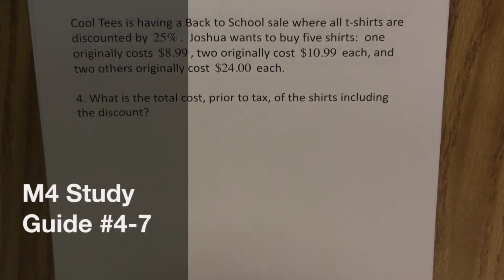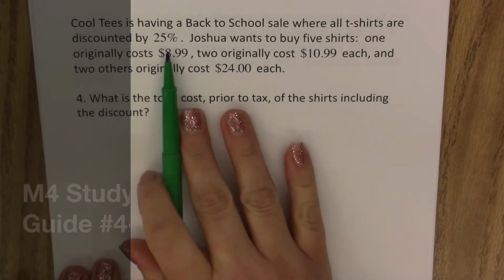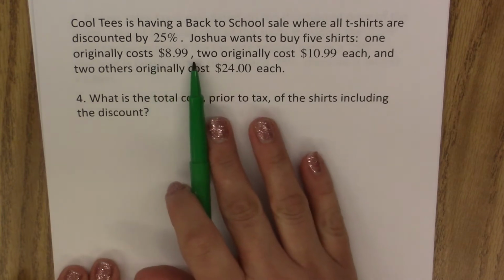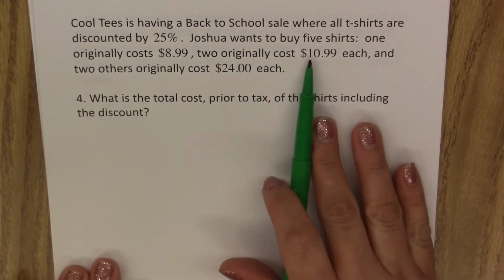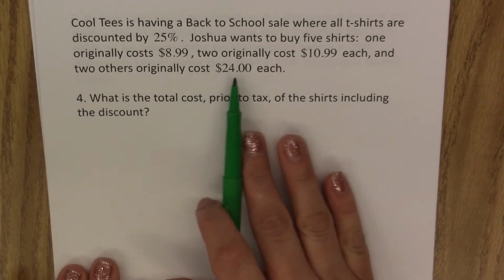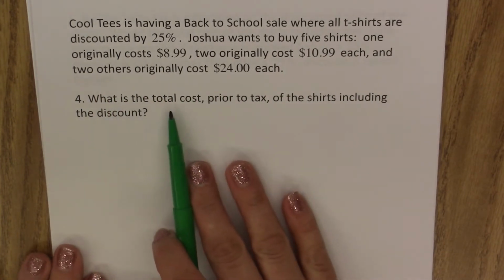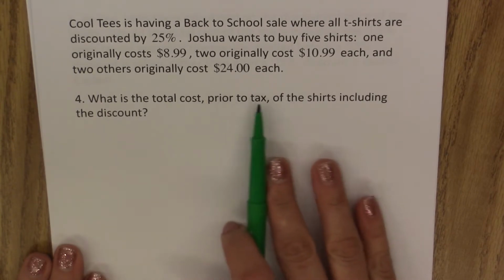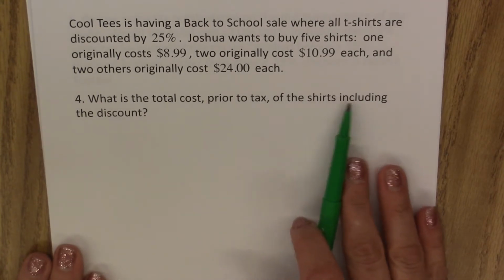Question 4. Cool Tees is having a back-to-school sale where all t-shirts are discounted by 25%. He wants to buy 5 shirts. One originally cost $8.99, 2 originally cost $10.99 each, and 2 others originally cost $24 each. What is the total cost prior to tax of all of the shirts including the discount?